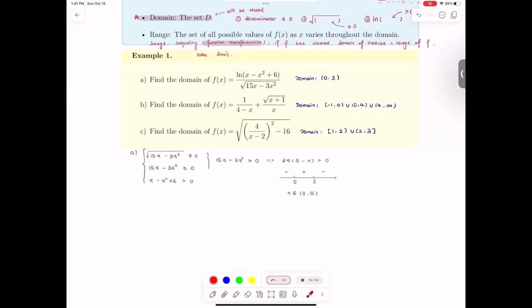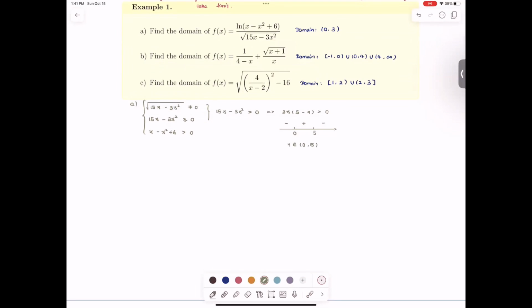Okay, so now let's look at the last equation. Now it's a quadratic inequality, right? And I can factor it out, right? So I can have negative x squared plus x plus 6 is greater than 0. Factor it out, I have x minus 3 times x plus 2 is greater than 0.